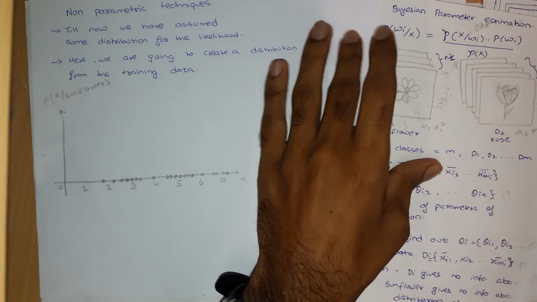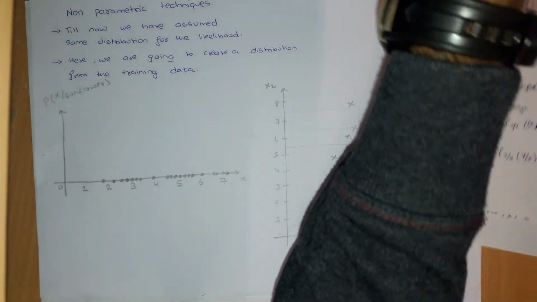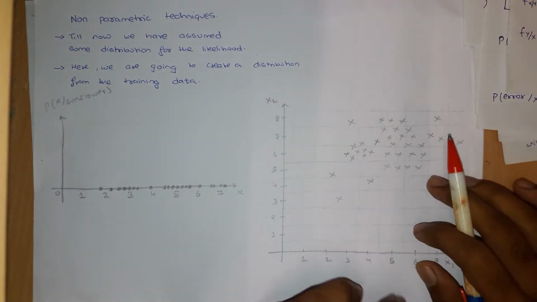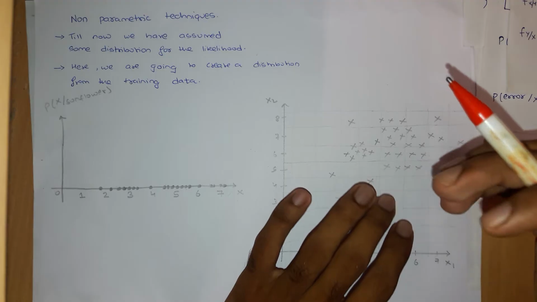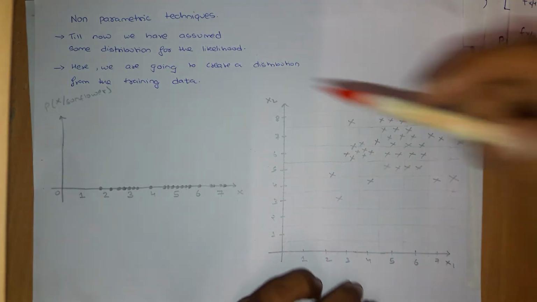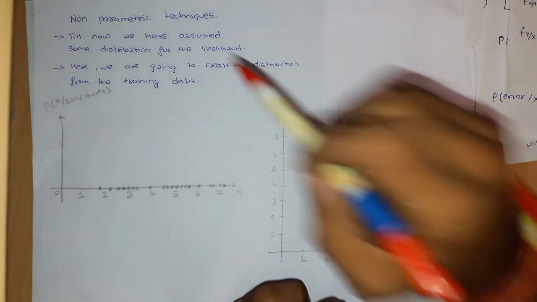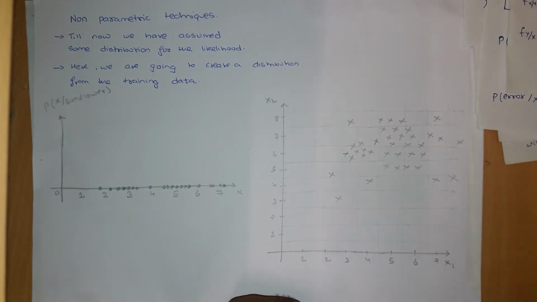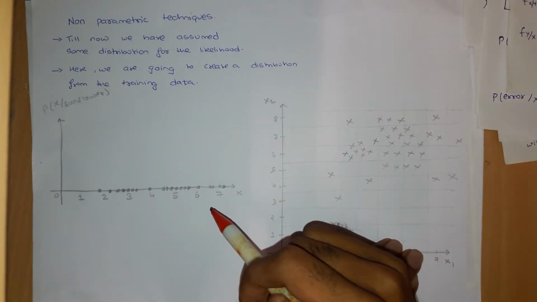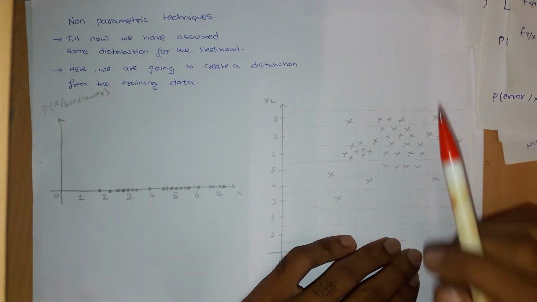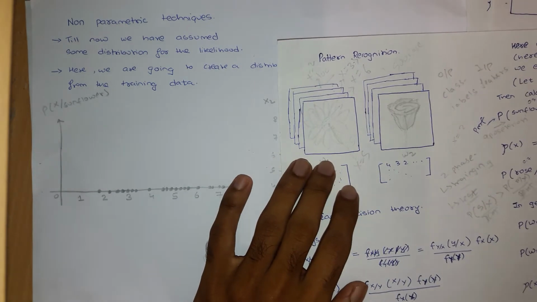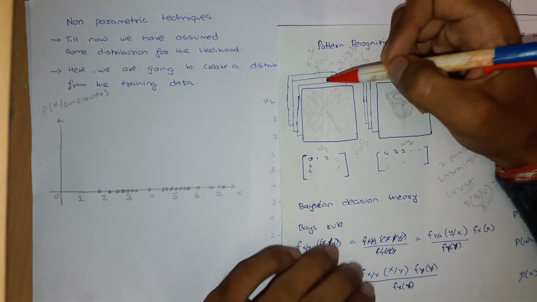So now we are not going to assume any distribution. We will not have any parameters over here, hence the name non-parametric. There are not going to be any parameters. We are going to try to figure out the distribution of the likelihood from the data itself. So what we have is the data. We have discussed this many times.